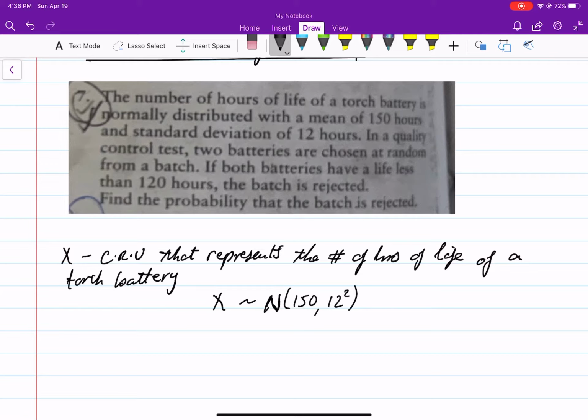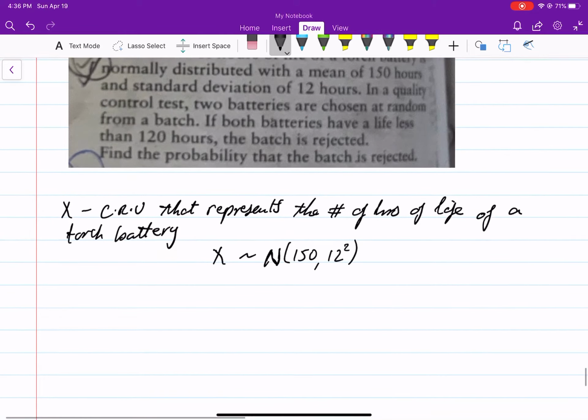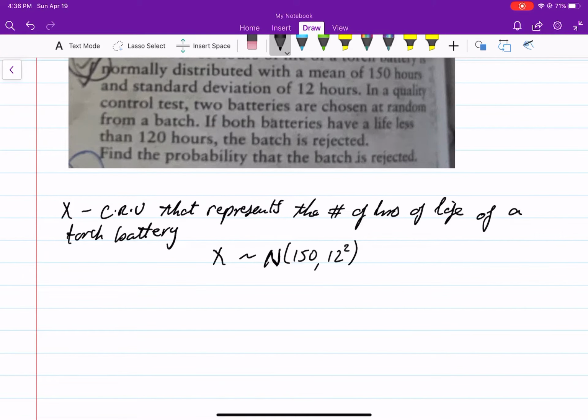Good. In a quality control test, 2 batteries are chosen at random from a batch. If both batteries have a life less than 120 hours, the batch is rejected. Find the probability that the batch is rejected. Up front, we're going to work on one battery and figure out the probability that any one battery can last for less than 120 hours, and then see what we have to do to account for the 2 batteries.